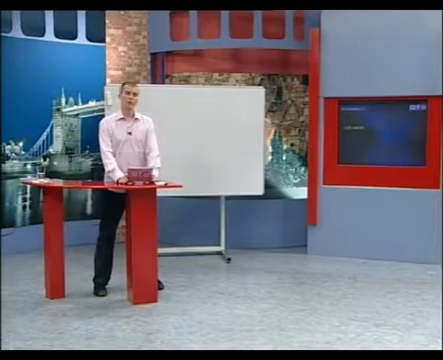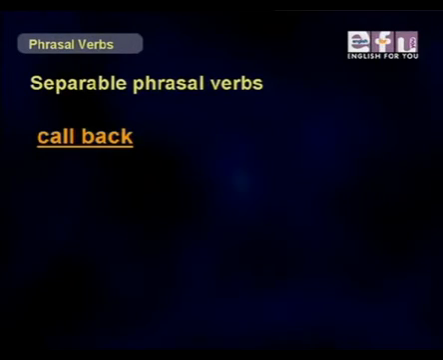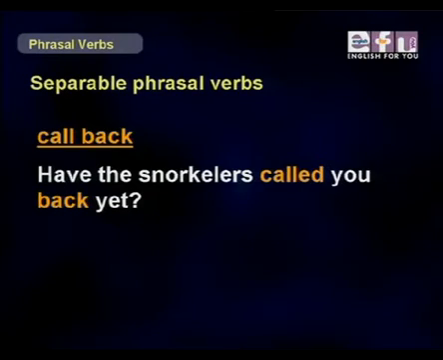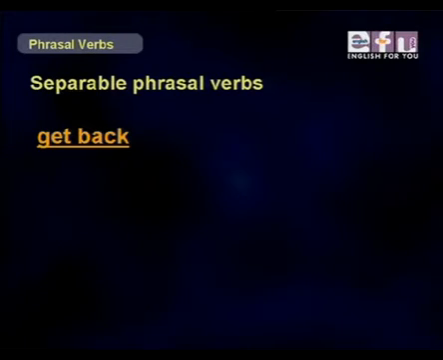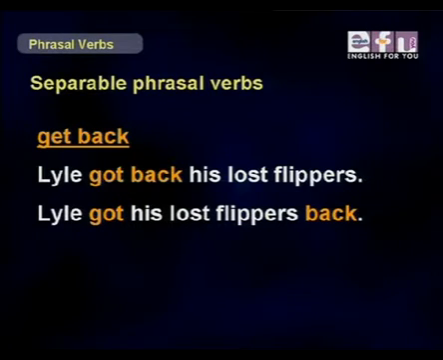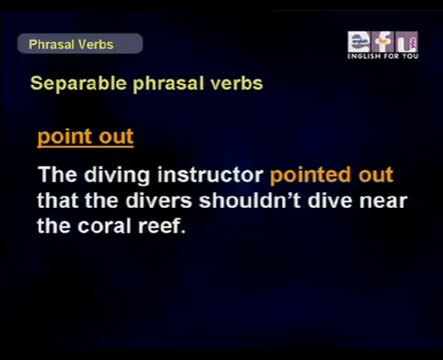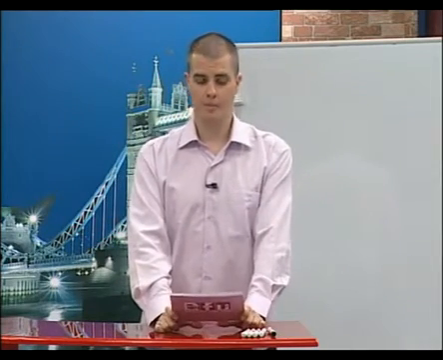Now let's look at some more examples of separable and inseparable phrasal verbs. Firstly, some separable phrasal verbs. Call back. Have the snorkelers called you back yet? To call back means to telephone again. Get back. Lyle got back his lost flippers. Lyle got his lost flippers back. To get back means to receive. Point out. The dive instructor pointed out that the divers shouldn't dive near the coral reef. To point out means to indicate or to show.